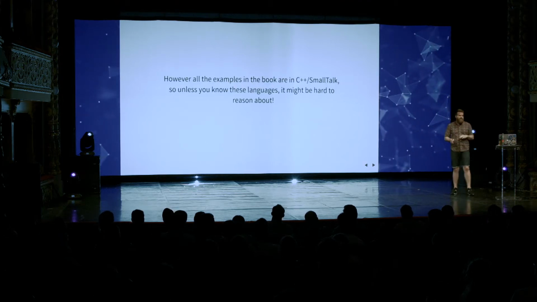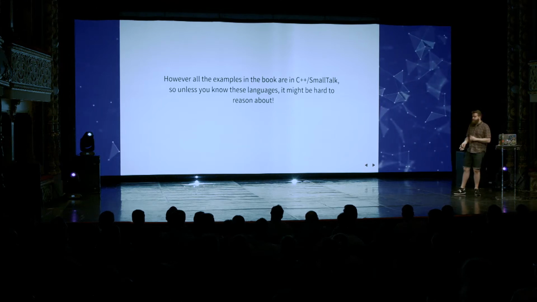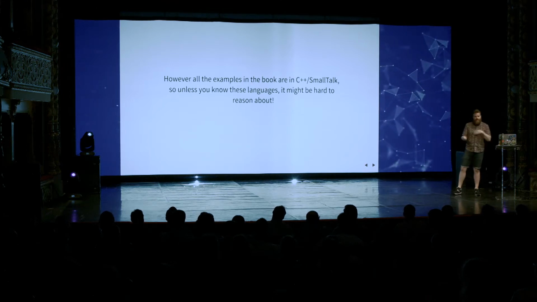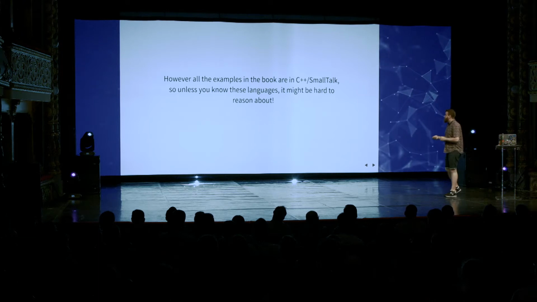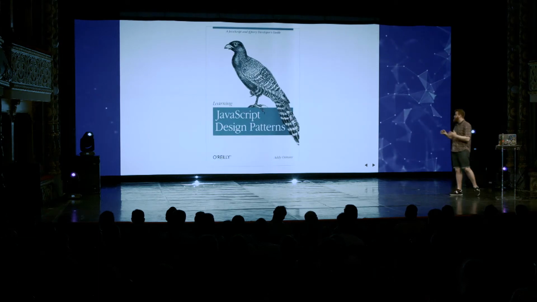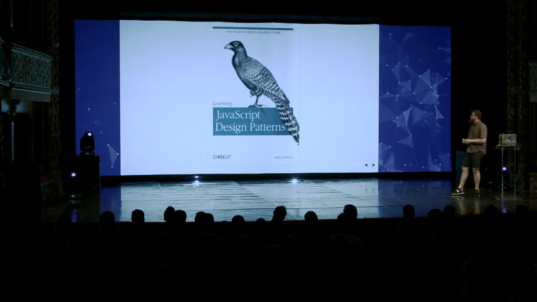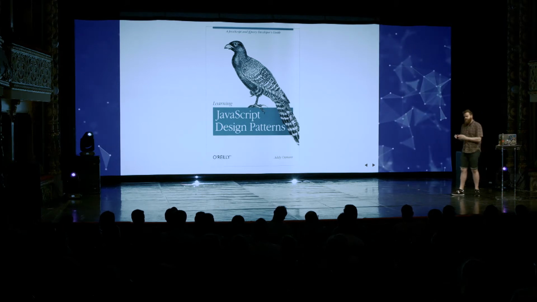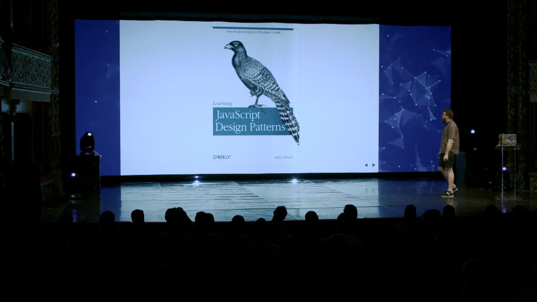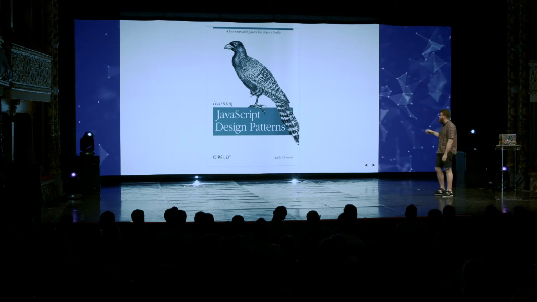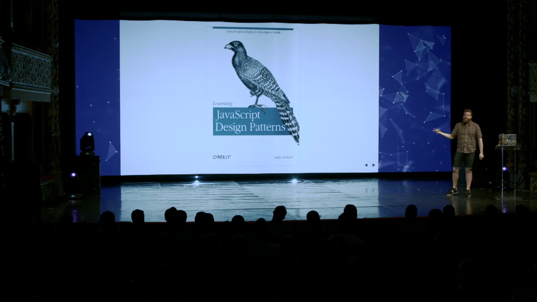So the examples in that book, however, are in C++ and Smalltalk. So if you can't really wrap your head and reason about those, there is a really great book by Addy Osmani called JavaScript Design Patterns, which takes a lot of these patterns and a couple ones that are specific to JavaScript and breaks them down for you to read. So highly suggest getting this. And in fact, you can buy this book on O'Reilly, or it's just free online. So if you wanted to do that, you can go ahead and grab it. Just search Learning JavaScript Design Patterns.